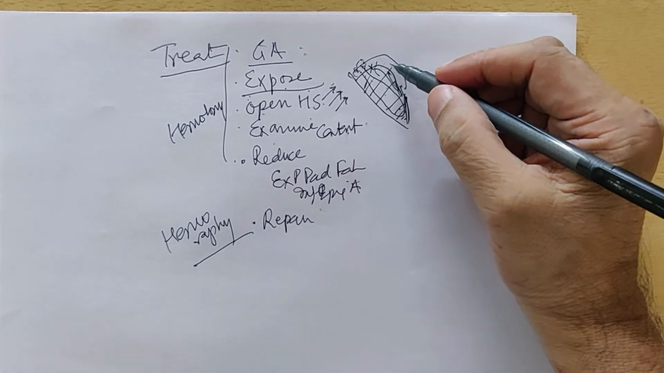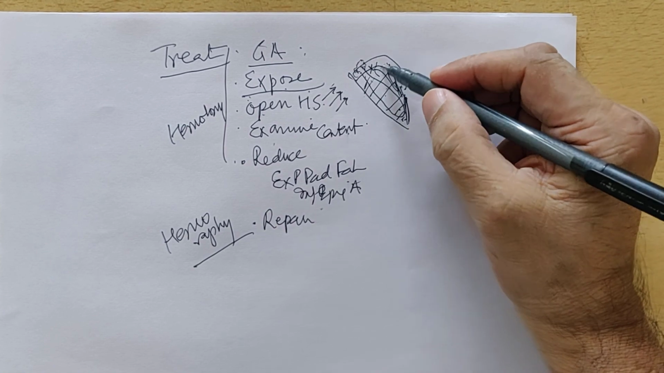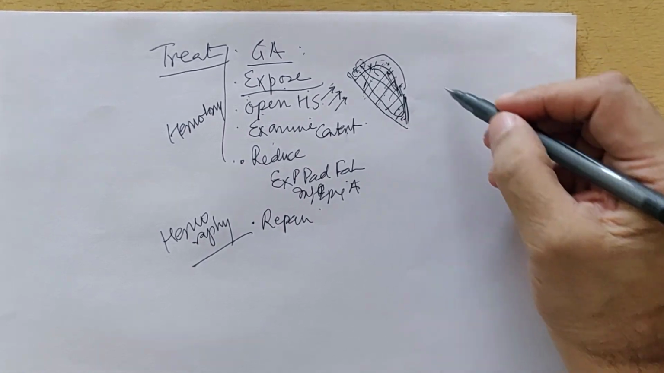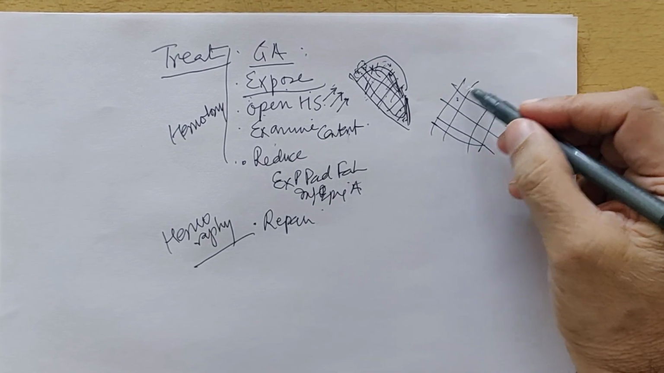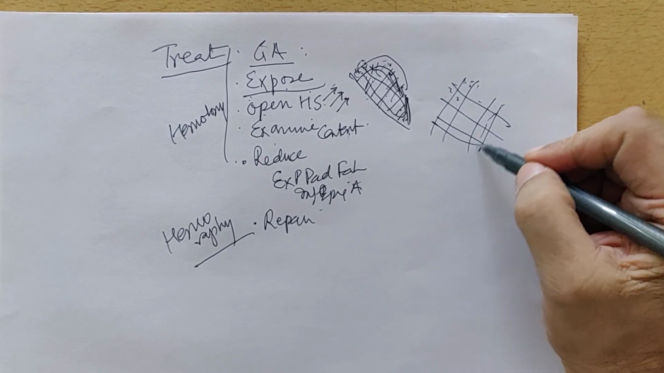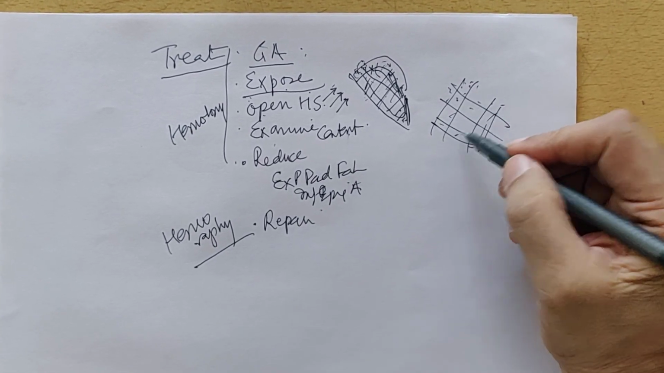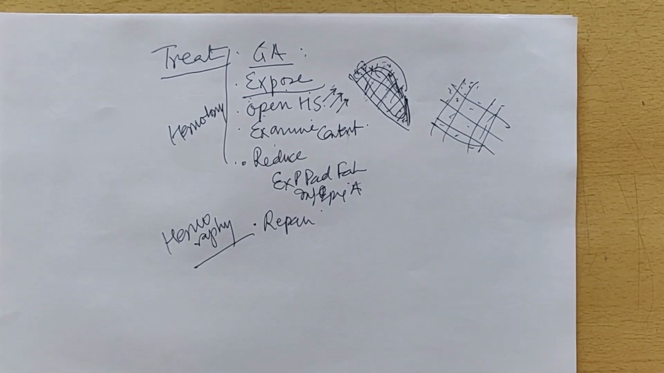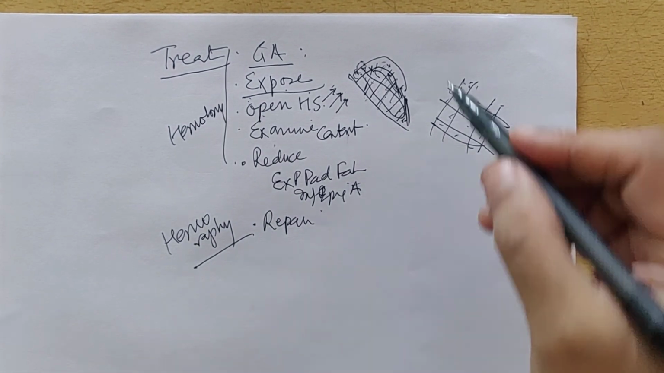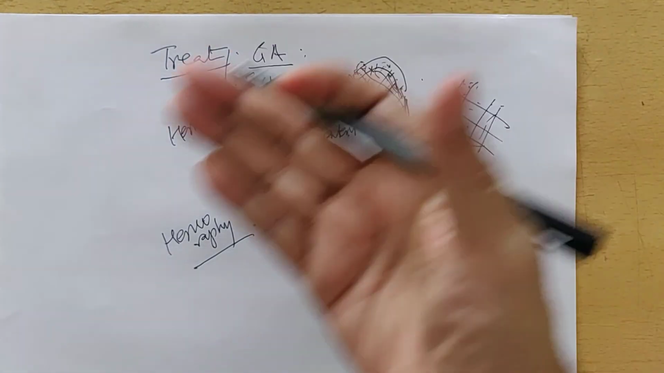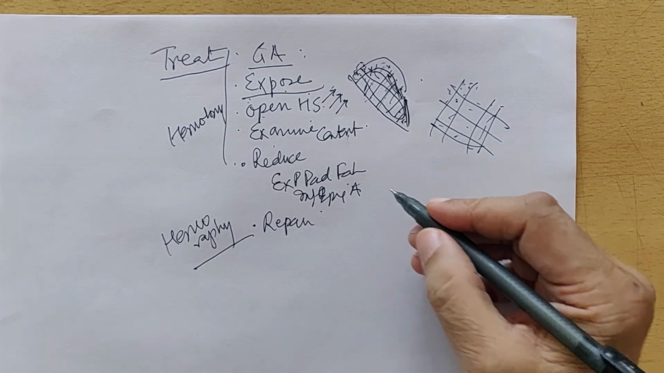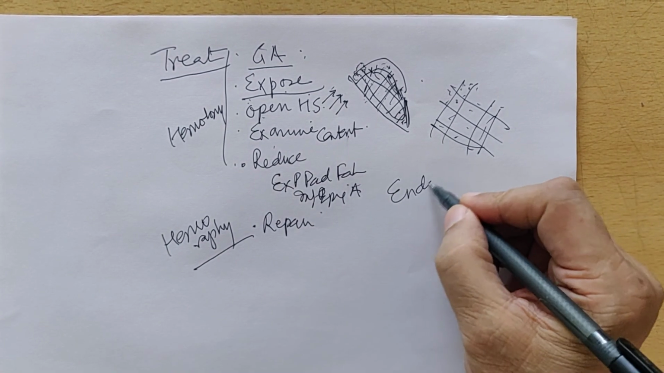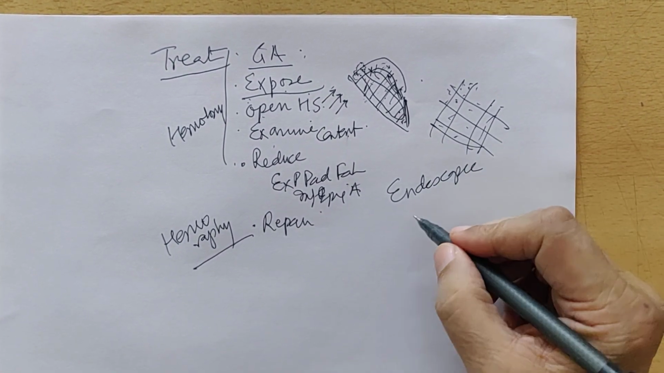And sometimes if you can't do that, then you have to put a mesh. You put a mesh like this, and in this mesh there is fibrosis, and that prevents hernia. And sometimes you can go through laparoscopy and fit the mesh behind the fascia transversalis. So that is endoscopic hernial repair.